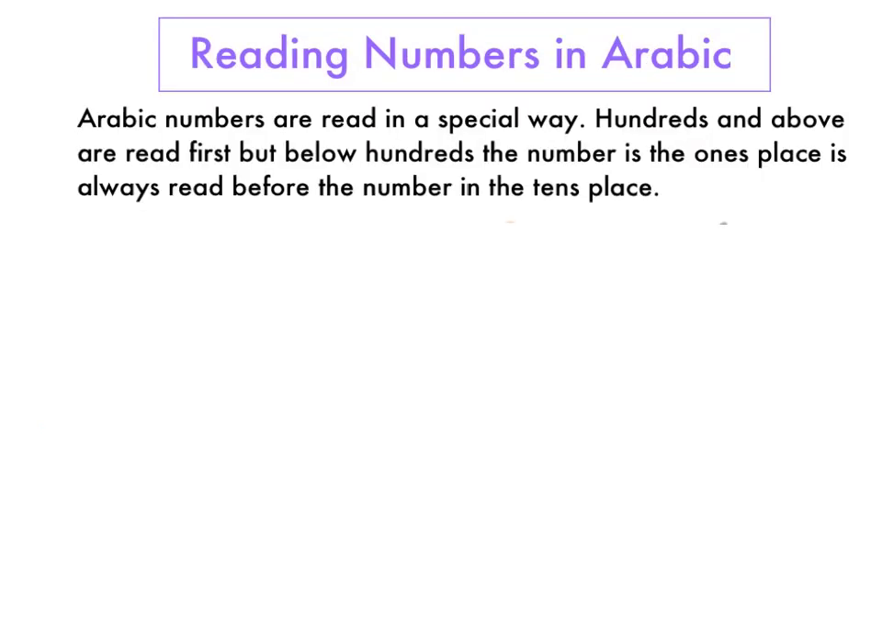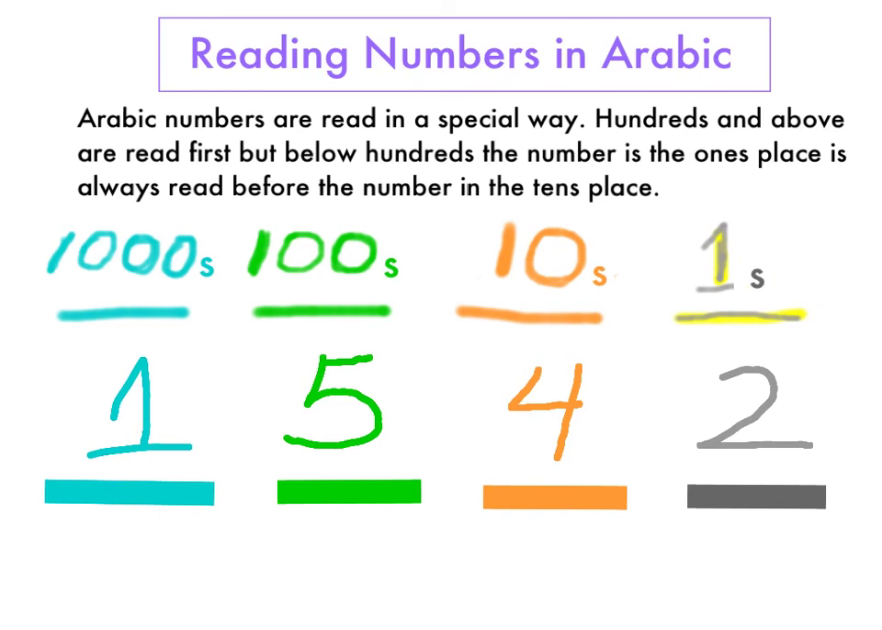Numbers in Arabic. As we said before, Arabic numbers are read in a special way. Hundreds and above are read first, but below hundreds, the number in the ones place is always read before the number in the tens place. So if I have the number 1542, in Arabic, I first will read the thousands, and then the hundreds, and then the ones, and then the tens. It would be read like this: 1,500, 2, and 40.